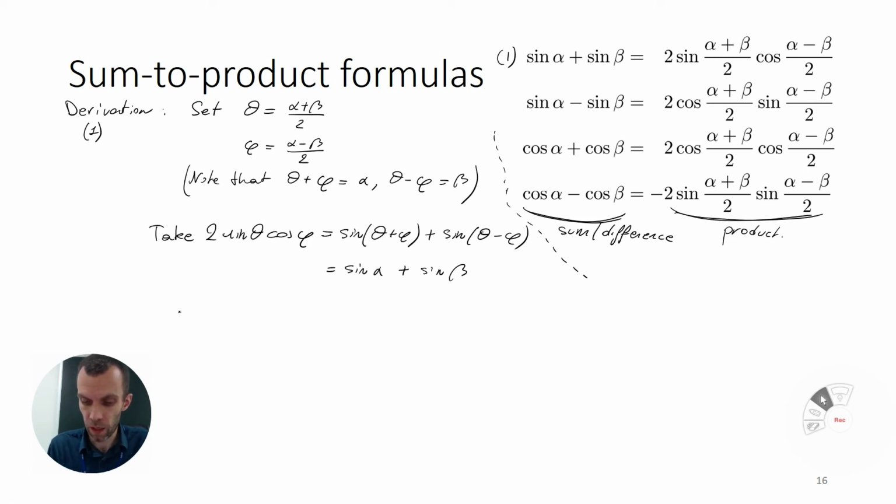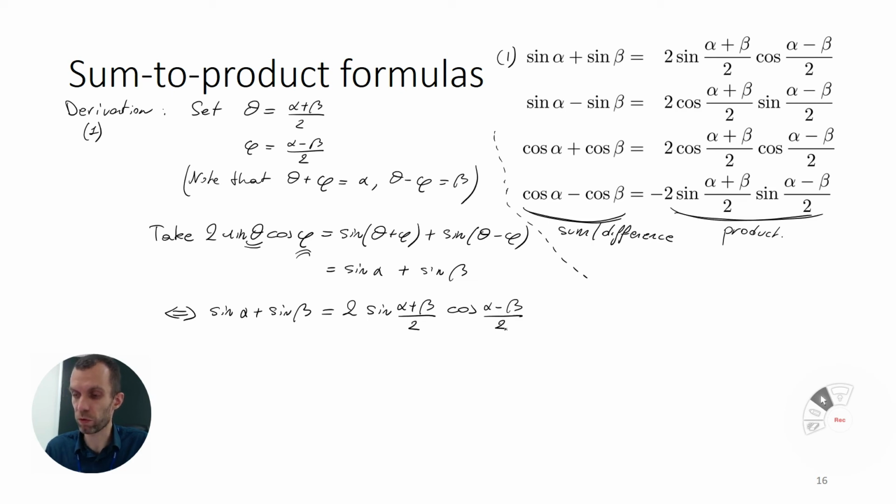And now let's just write it out in full in function of alpha and beta. We get sine alpha plus sine beta is 2 times sine, and now theta here is alpha plus beta over 2, and then cosine of phi, and phi is alpha minus beta over 2. And that gives us our first expression.